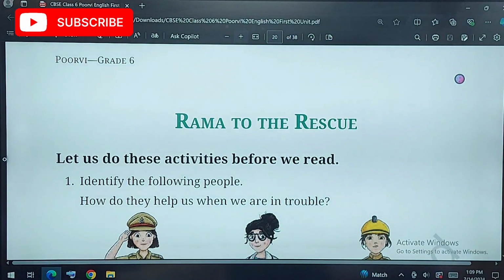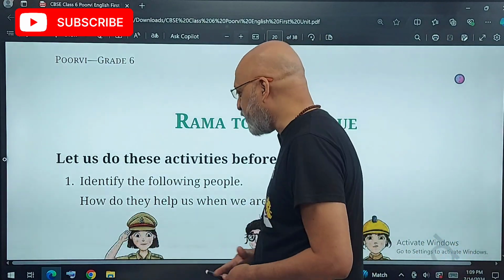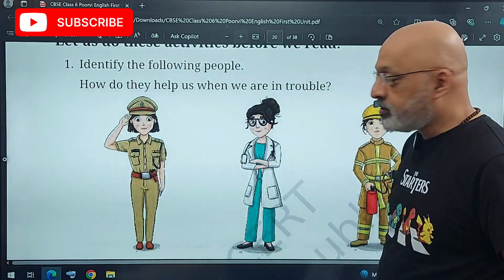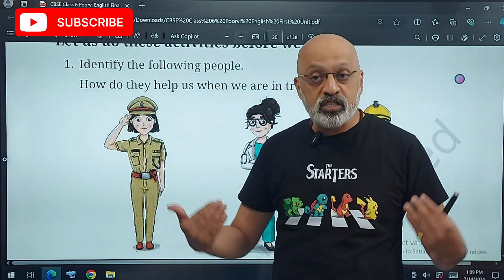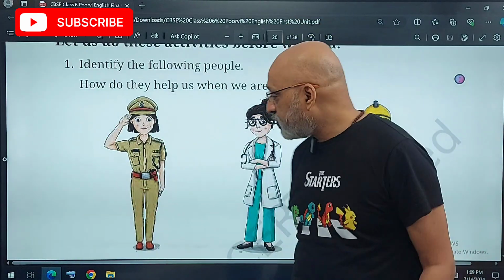So today's chapter is called Rama to the Rescue. Rama to the Rescue. And before we start, these quick activities so that we get into the mood of studying this particular chapter, identify the following people. How do they help us when we are in trouble? This is a policewoman. She obviously keeps us safe. If we are in trouble, she ensures that we can be pulled out of that trouble.